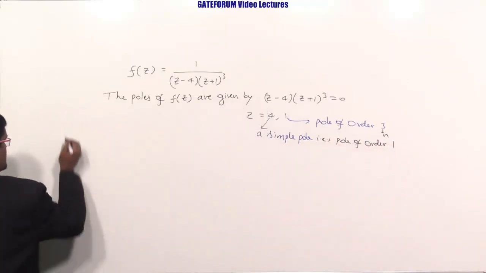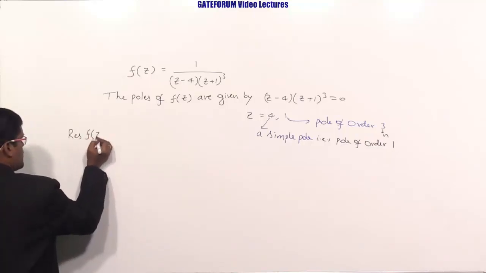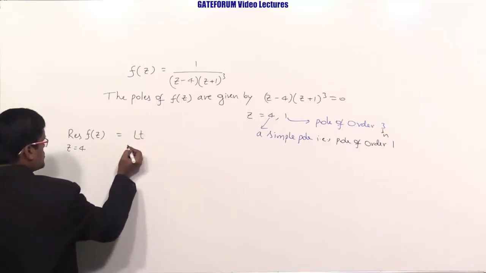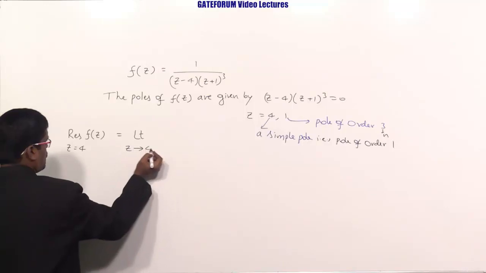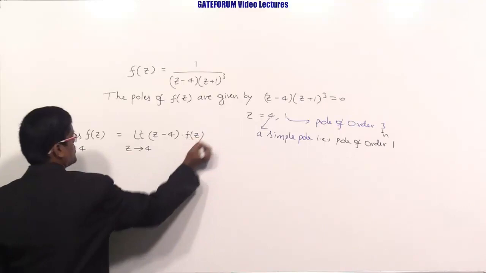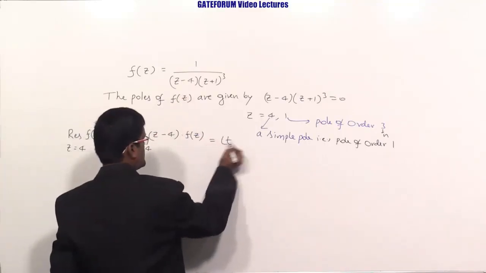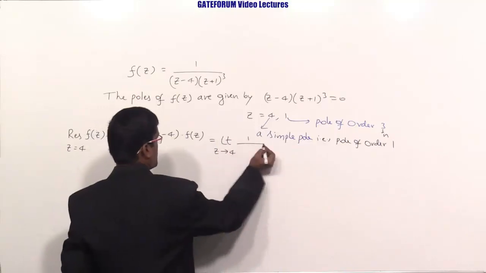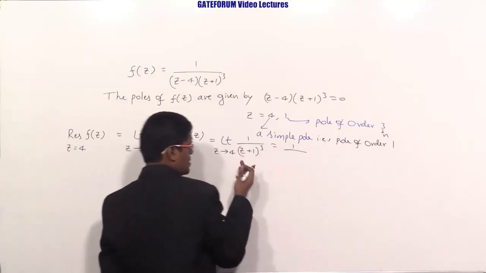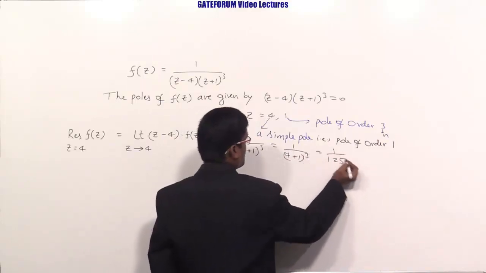So now calculate the residue, which is denoted by the symbol RES, of the function f of z at z is equal to 4. So it is a simple pole. The calculation of residue by the limits is limit z tends to 4 of (z minus 4) into f of z. So you know how to find the limits. This z minus 4 cancels with one of the factors and simplifies to limit z tends to 4 of 1 upon (z plus 1) whole cube. This exists by putting z is equal to 4. (4 plus 1) whole cube, so the residue is 1 by 125.